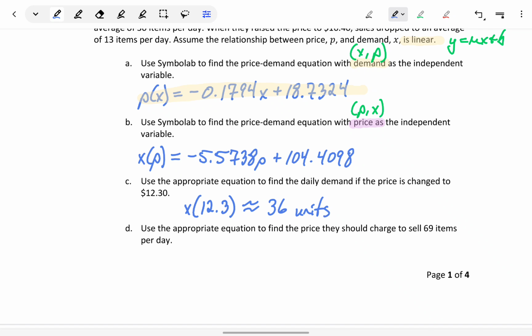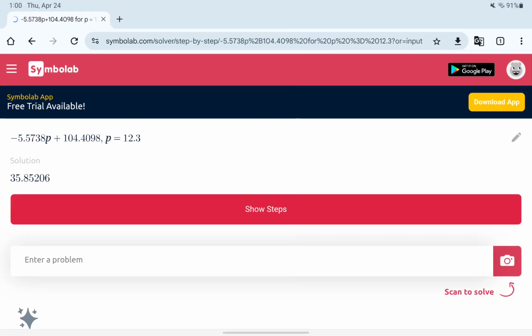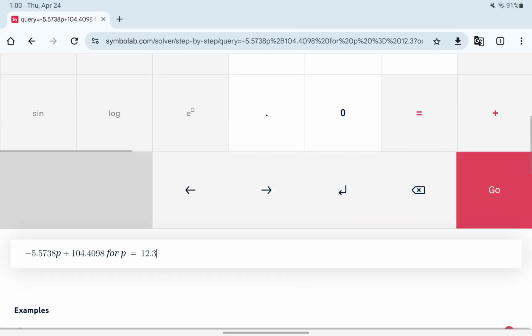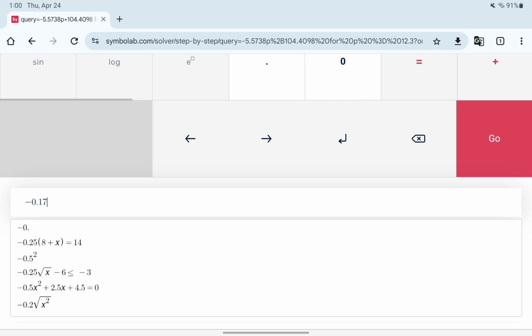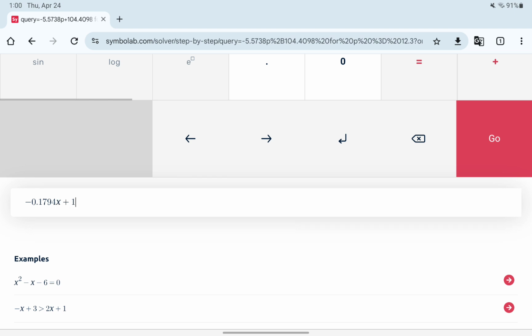Then in part D, we want to use the appropriate equation to find the price they should charge to sell 69 items per day. Now we're given a value for x, and we want to generate the value for lowercase p. So we'll evaluate p of 69. Going back to Symbolab, now we'll type in the other expression that we came up with, negative 0.1794x plus 18.7324. And we want to evaluate that for x is equal to 69.